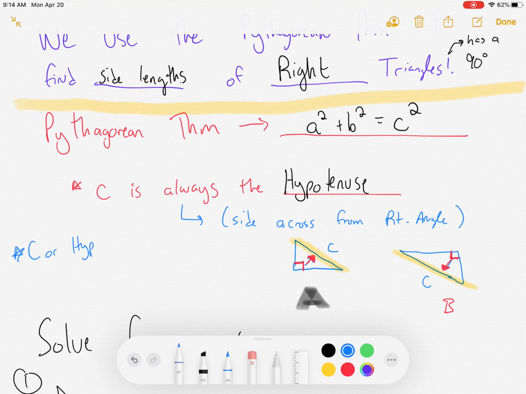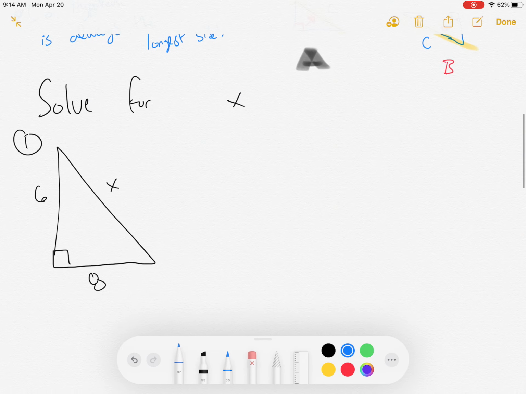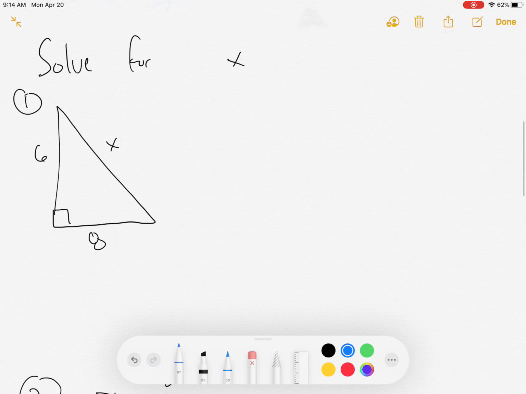Okay, one other thing to note is that c, or the hypotenuse, is always the longest side. It will always be the longest side. There's no special case or anything. c, your hypotenuse, is always the longest side of the triangle.